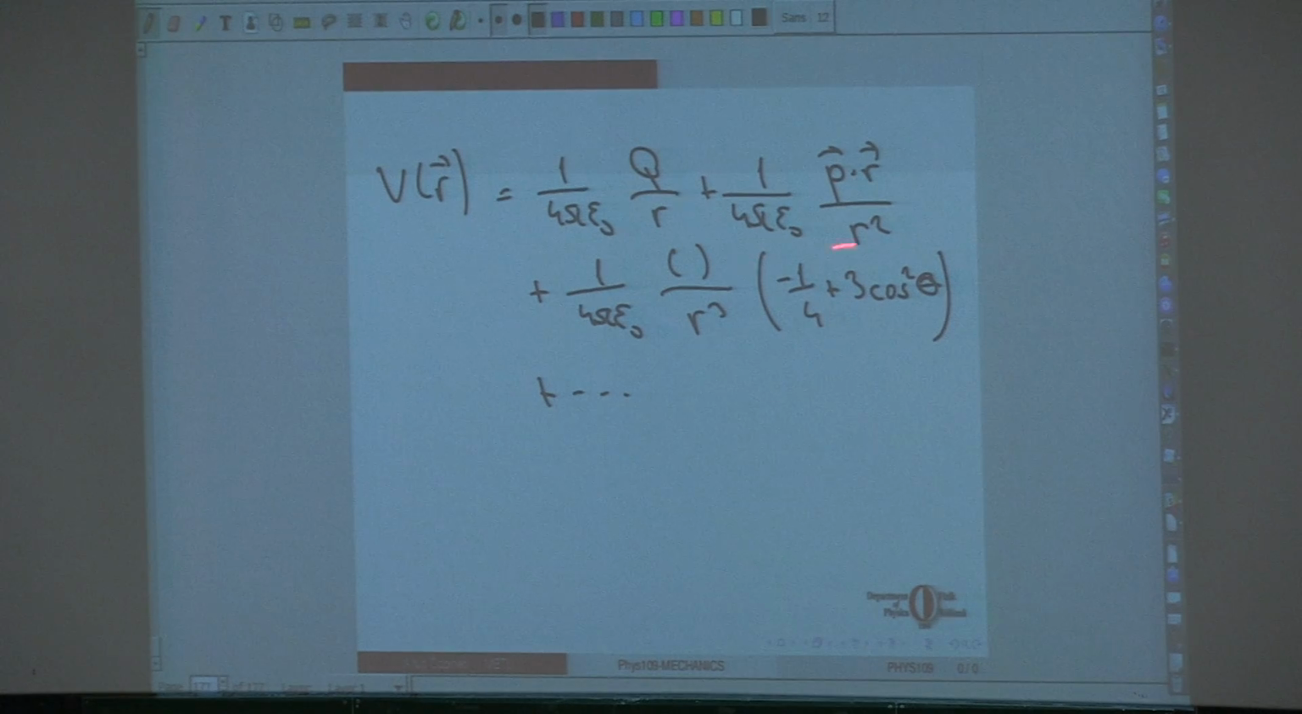And as you see, each term contains one higher power of 1 over r. Considering you are looking at from a far away distance, each successive term will be much smaller than the previous term. So is your measurement precise enough to determine these?